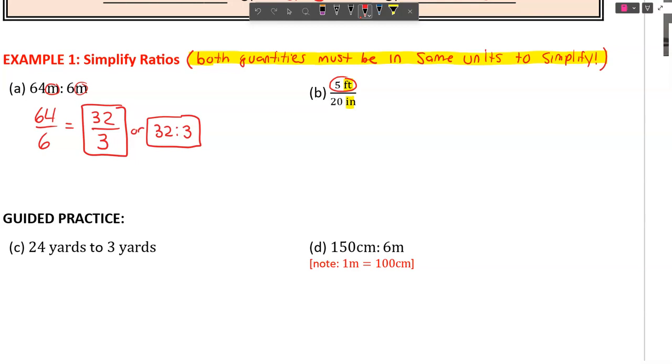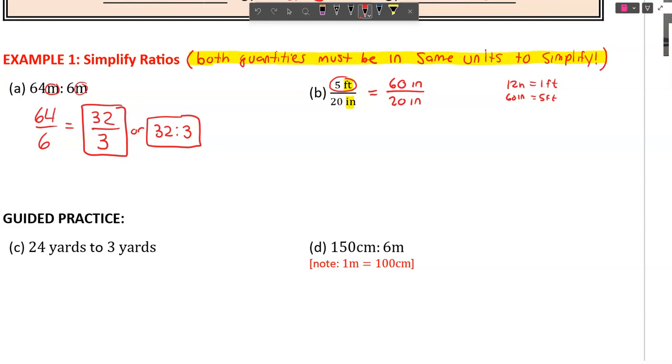As a side note, I know that 12 inches equals 1 foot. Therefore, if I'm looking for 5 feet, that's 5 one-foot increments. That's essentially 12 times 5, which is 60 inches. So the equivalent ratio that I will be allowed to simplify here is 60 inches over 20 inches. This is the one we can now simplify.